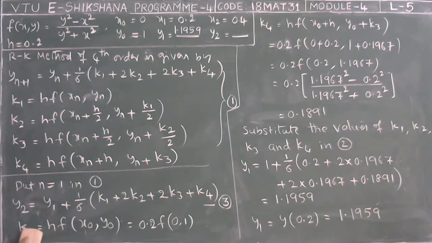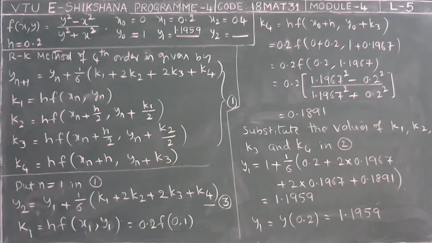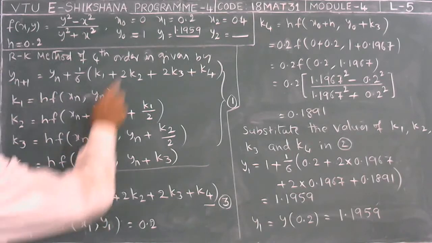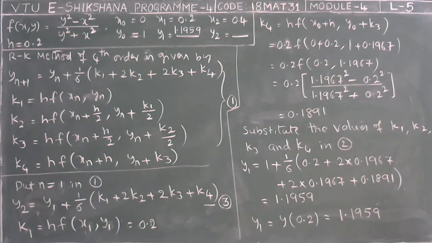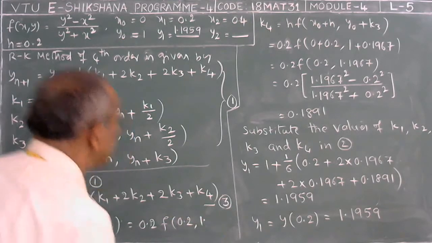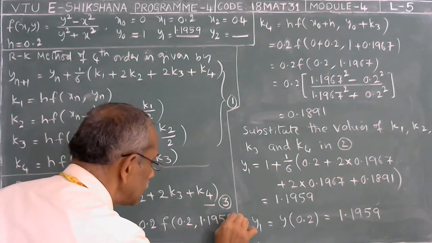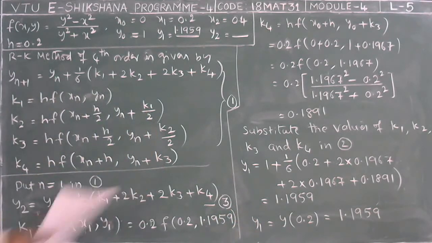Now what is your k1? Now substitute the values, calculate the values k1, k2, k3 and k4. So your k1 for n is equal to 1 will be h of f of x1 comma y1. If you substitute the values of x1 y1, you get 0.2 comma 1.1959. So 0.2 is f of 0.2 comma 1.1959.